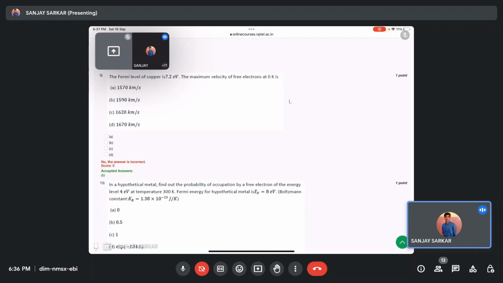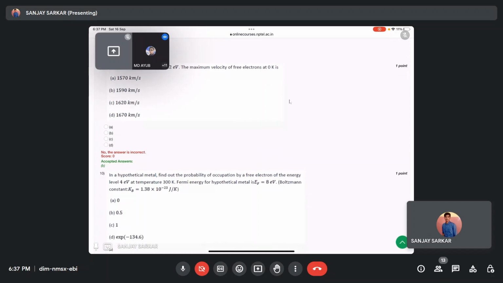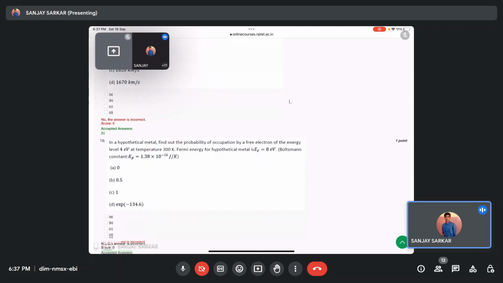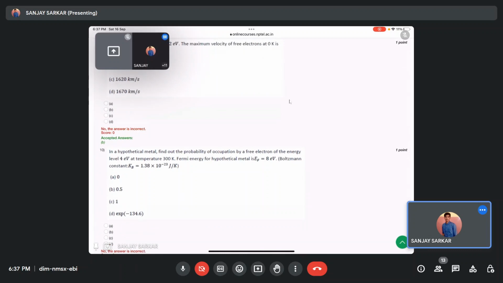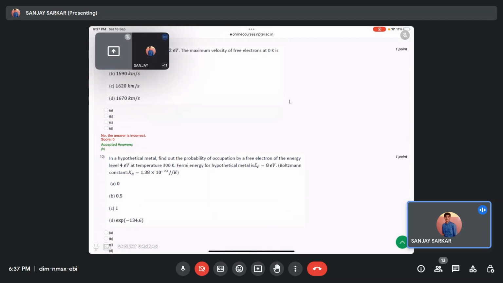If you really solved every problem, can you solve question number 9? Sir, question number 1 and 10 have the same concept. Yes, exactly. Question number 1 and 10 have the same concept. So question 10's answer is also C, right? Because the energy difference is 4 electron volt, and if you divide by kBT, that is a very large number. So exponential of minus a large number is 0. So 1 by 1 plus 0 is 1. So option C is correct.